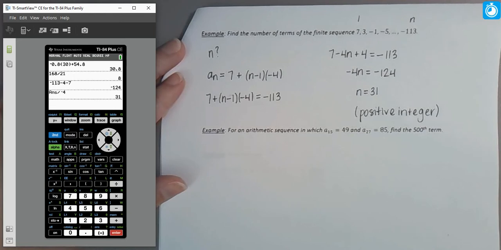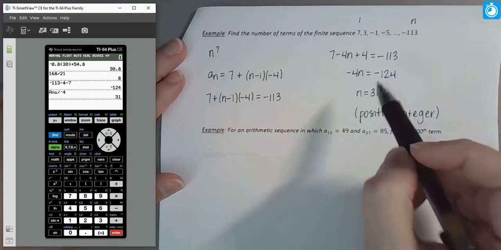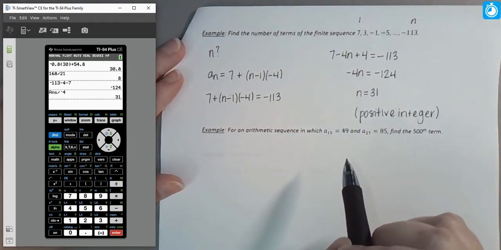So if you were to find a fractional value of n, automatically that's a red flag, you've done something wrong. If you were to find a negative value for n, again, a red flag that you've done something wrong, because n has a very specific meaning in the context of a sequence. It can only be a positive integer. So here, the 31 does make sense.